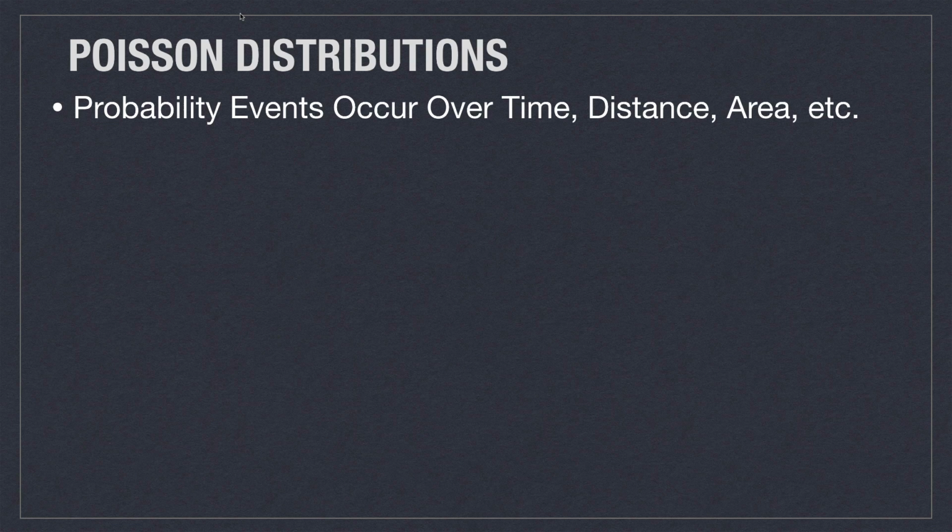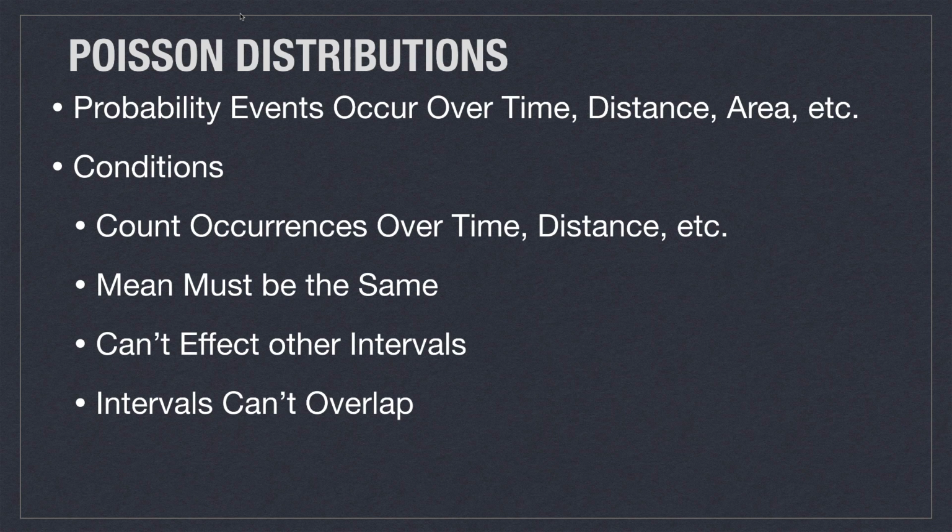Now, Poisson distributions are going to focus on the probability a specific number of events will occur over time or distance or area. For example, the number of visits to a website per day or hour, the number of pizzas sold, the number of red cars seen, vegetables expected for harvest, and so on. Now, the conditions to use this are going to include that you count occurrences over time, distance, and area. The mean occurrence must be the same over a similar time, area, or distance.